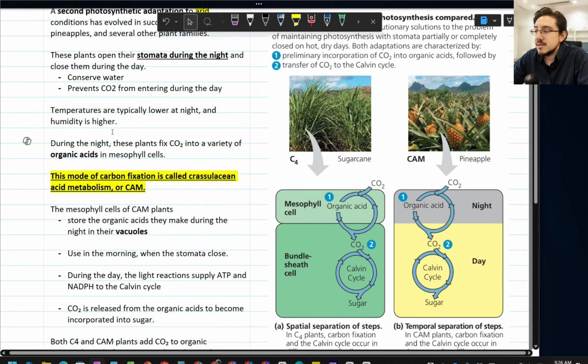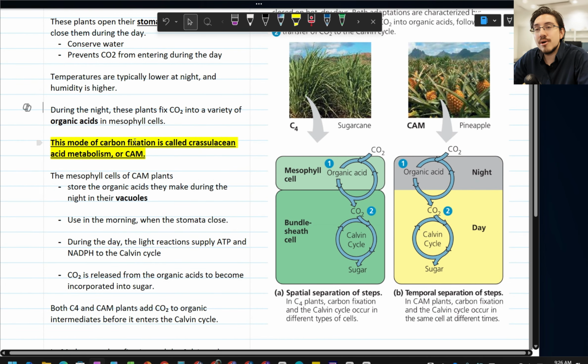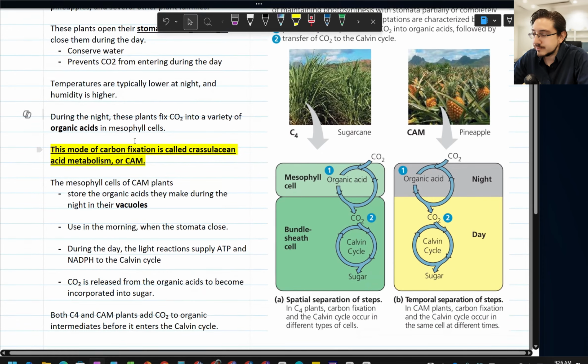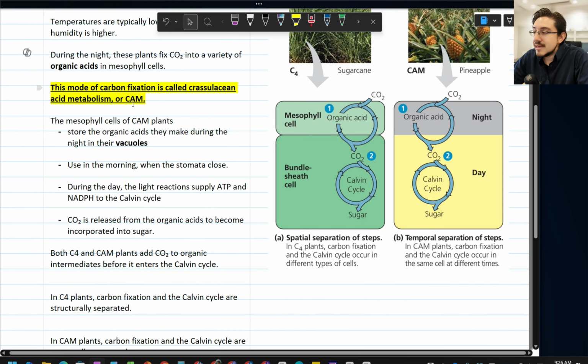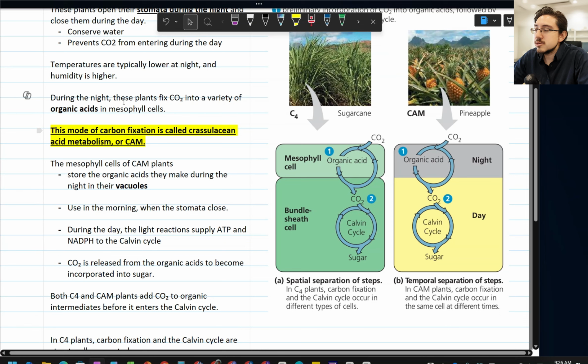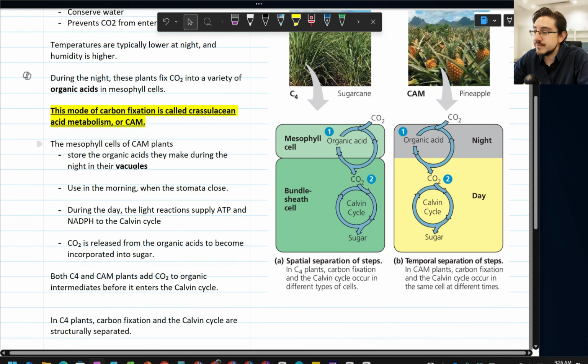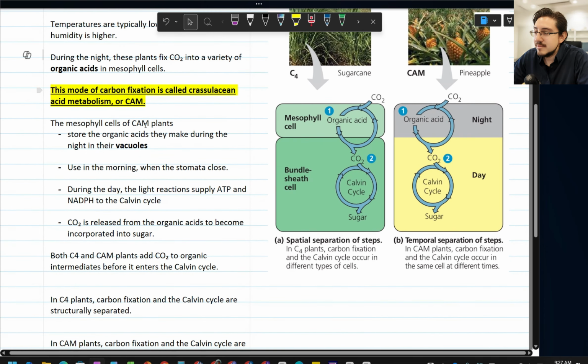So these plants fix carbon dioxide into a variety of organic acids, okay, that they can process later. And they produce these organic acids in the mesophyll cells. This method of carbon fixation, okay, is called crassulacean acid metabolism, if I'm saying that right, crassulacean acid metabolism, or for short, CAM plants. Okay, crassulacean acid metabolism, or CAM plants.